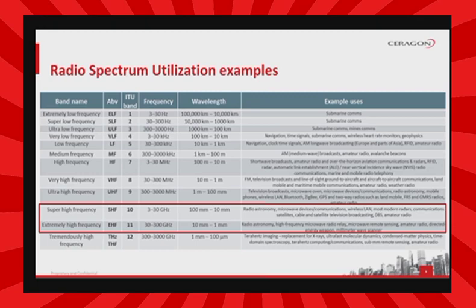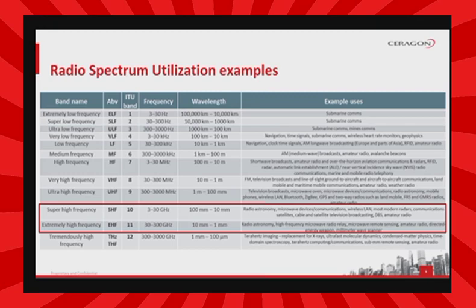High frequency, HF, or ITU band number 7, has a span from 3 to 30 MHz, a wavelength from 100 to 10 meters and is used for shortwave broadcasts, amateur radio and over-the-horizon aviation communications and radars, RFID, radar, automatic link establishment, ALE, near vertical incidence skywave, NVIS, radio communications, marine and mobile radio telephony.